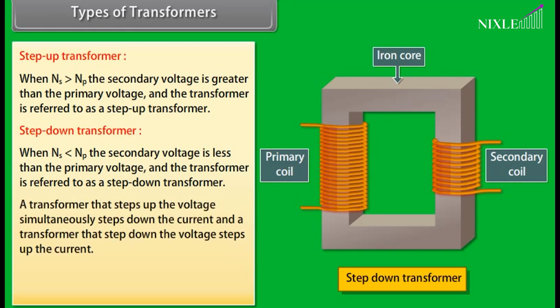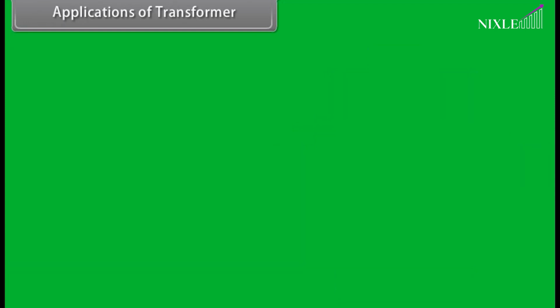A transformer that steps up the voltage simultaneously steps down the current, and a transformer that steps down the voltage steps up the current. IS by IP is equal to VP by VS is equal to NP by NS.